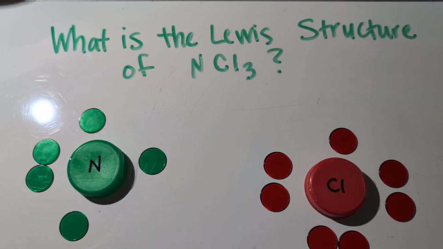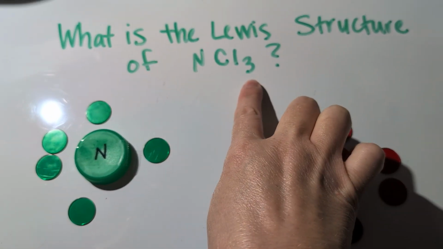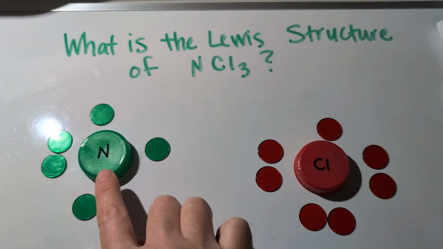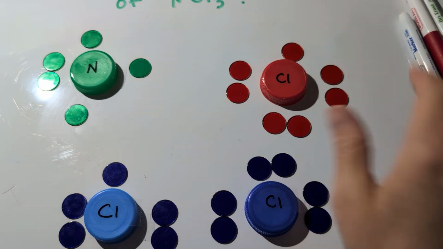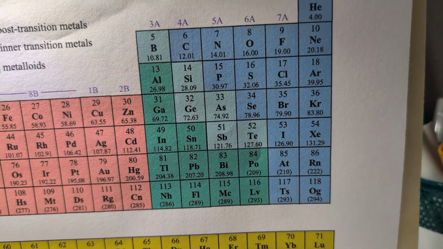We have a chemical formula here, so we know that we have 1 nitrogen and 3 chlorine. So I've gone ahead and set this up with a nitrogen atom representation and then 3 chlorine. I didn't have enough of the same color, so you're going to have to bear with me that one is red. So I went ahead and put some little electrons around it.